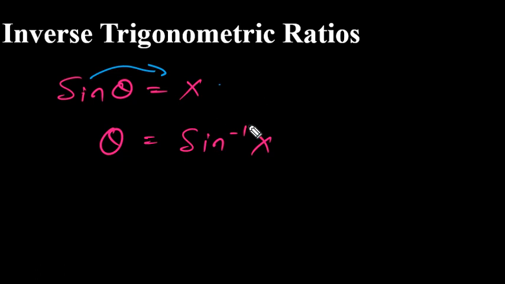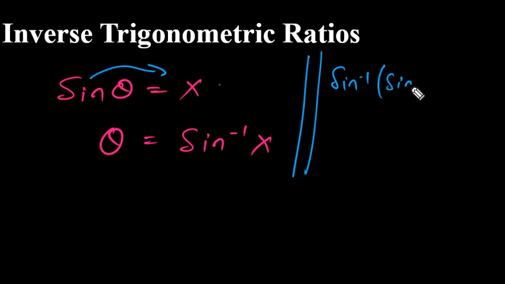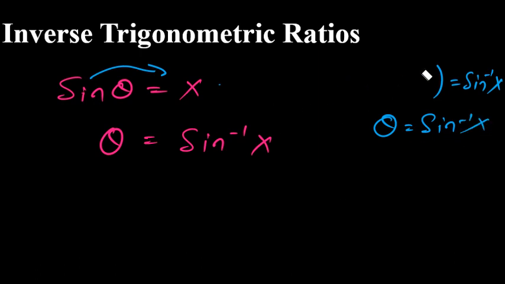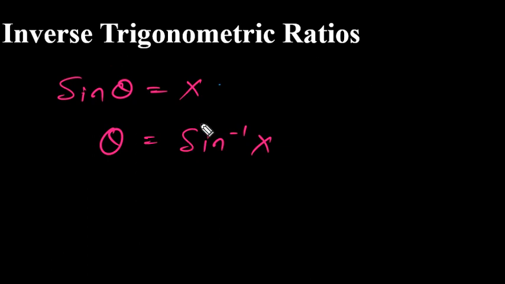I'm not trying to make it complicated, but what actually happens is if you take sine inverse on both sides, sine inverse of sine theta and sine inverse of x, then sine inverse sine is 1 because they are reciprocal, so that will be removed. So theta is equal to sine inverse x. Let's not make it complicated. Just keep it simple. If you did not understand anything, just follow this one.